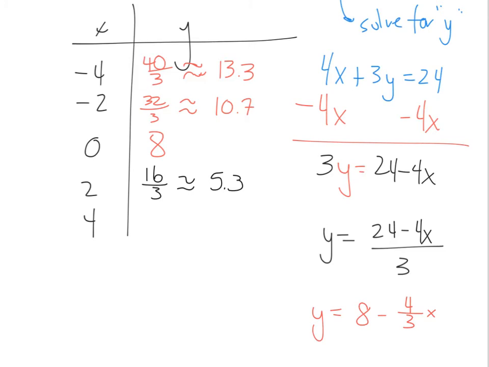Again, I'm rounding to the nearest tenth for a lot of these. And last but not least, plugging in a +4. 24 minus 16 is 8 over. What do you have for this last one?